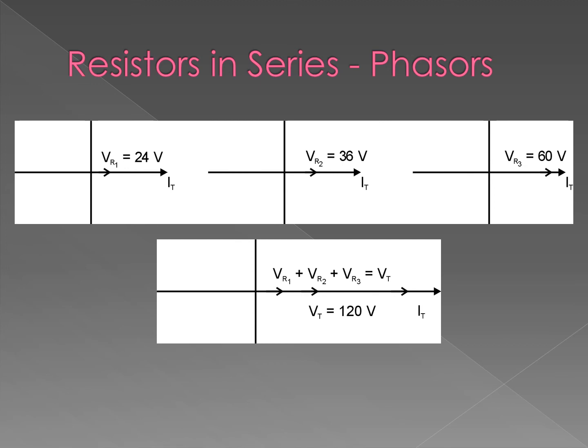Here we have VR1, VR2, and VR3. Since Kirchhoff's voltage law applies, where VR1 plus VR2 plus VR3 is equal to my supply voltage of 120 volts, when I show that on my phasor diagram, the length of each one of those phasors should add up to the total phasor length for my V total.